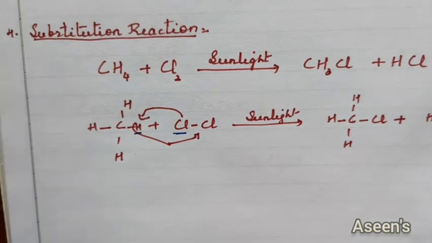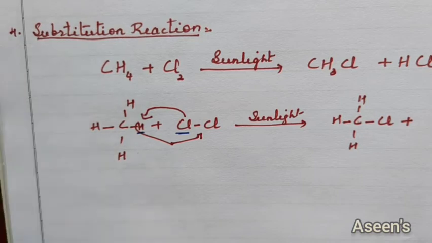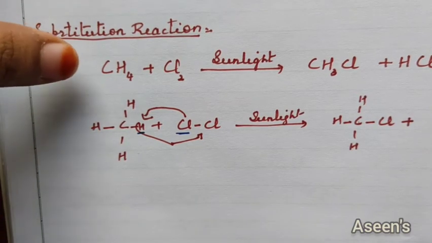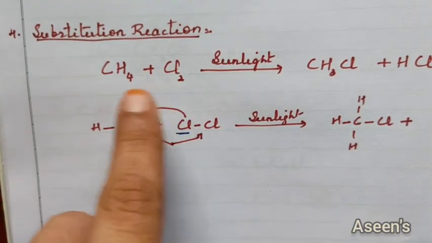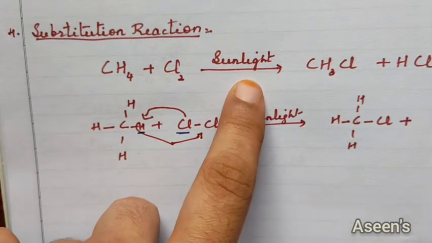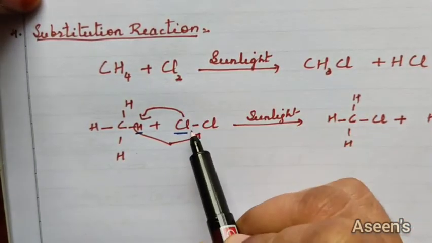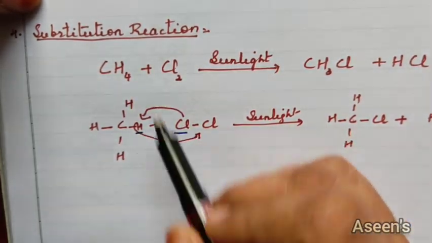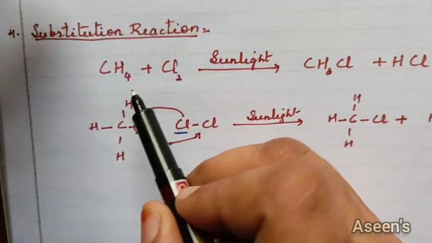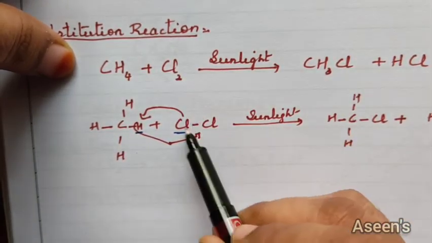Now moving on to the last one, that is substitution reaction. Substitution here refers to changing places. The best example here is methane along with chlorine. Normally methane and chlorine do not react with one another, but in the presence of sunlight, they do. I have drawn the structural formula below so that it becomes easier for you to understand. You can see a methane, and this is our chlorine, 2 chlorines, right?